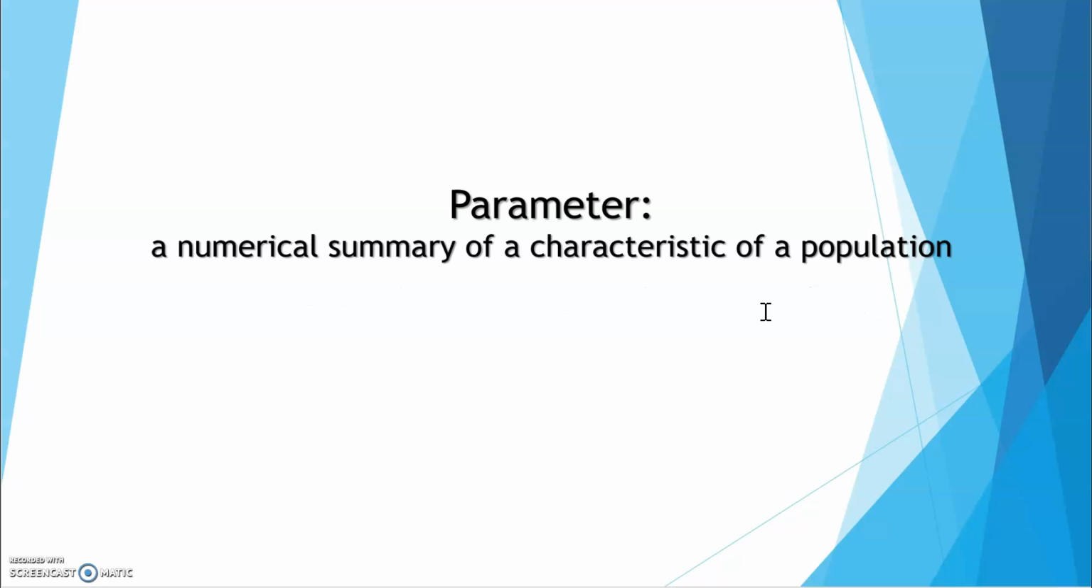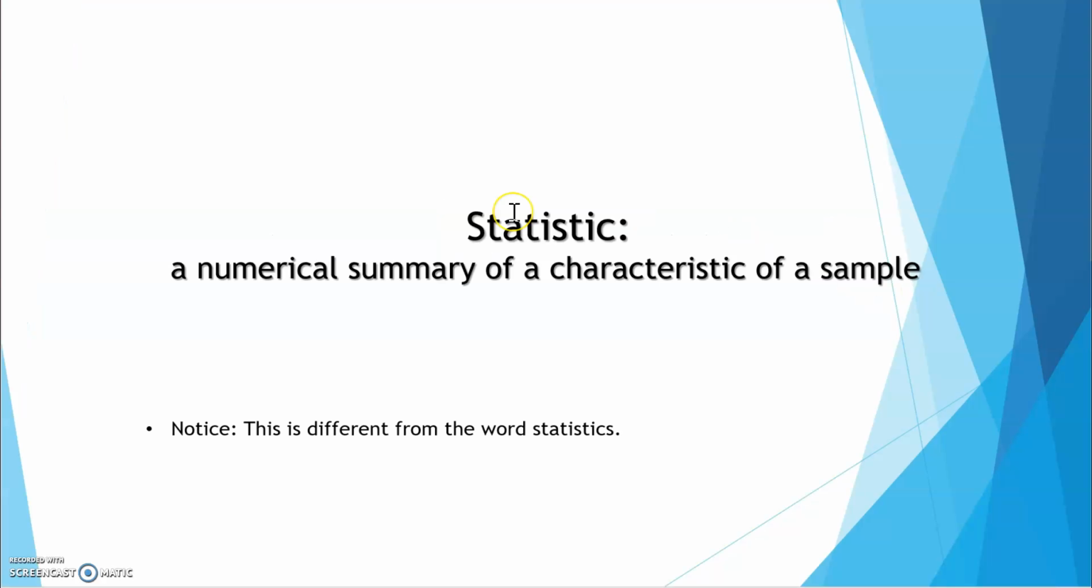A parameter. Notice the word in here. It's a numerical summary of the characteristics of a population. How I remember it is P goes with P: population. Describing the population is a parameter.